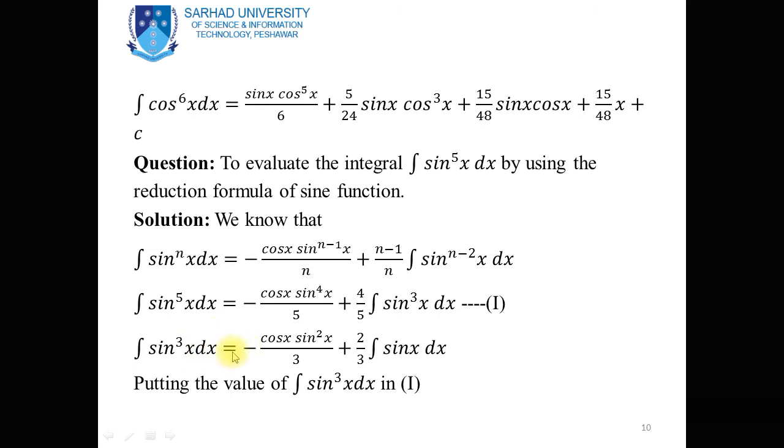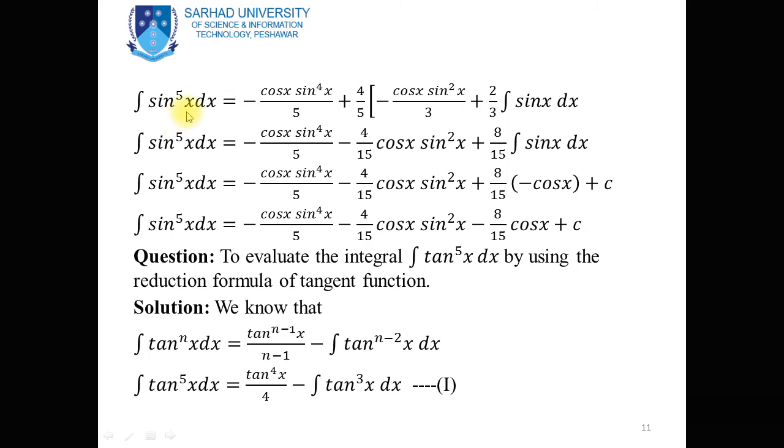So this integration is equal to minus cos x into sine square x divided by 3 plus 2 by 3 into the integration of sine x with respect to x, and the integration of sine x with respect to x is equal to minus cos x. So integration of sine x power 5 with respect to x is equal to minus cos x into sine x whole power 4 divided by 5 plus 4 by 5 into minus cos x into sine square x divided by 3 plus 2 by 3 into the integration of sine x with respect to x, and the integration of sine x with respect to x is equal to minus cos x. So this is the required result of the integration of sine x whole power 5 with respect to x by using the reduction formula.